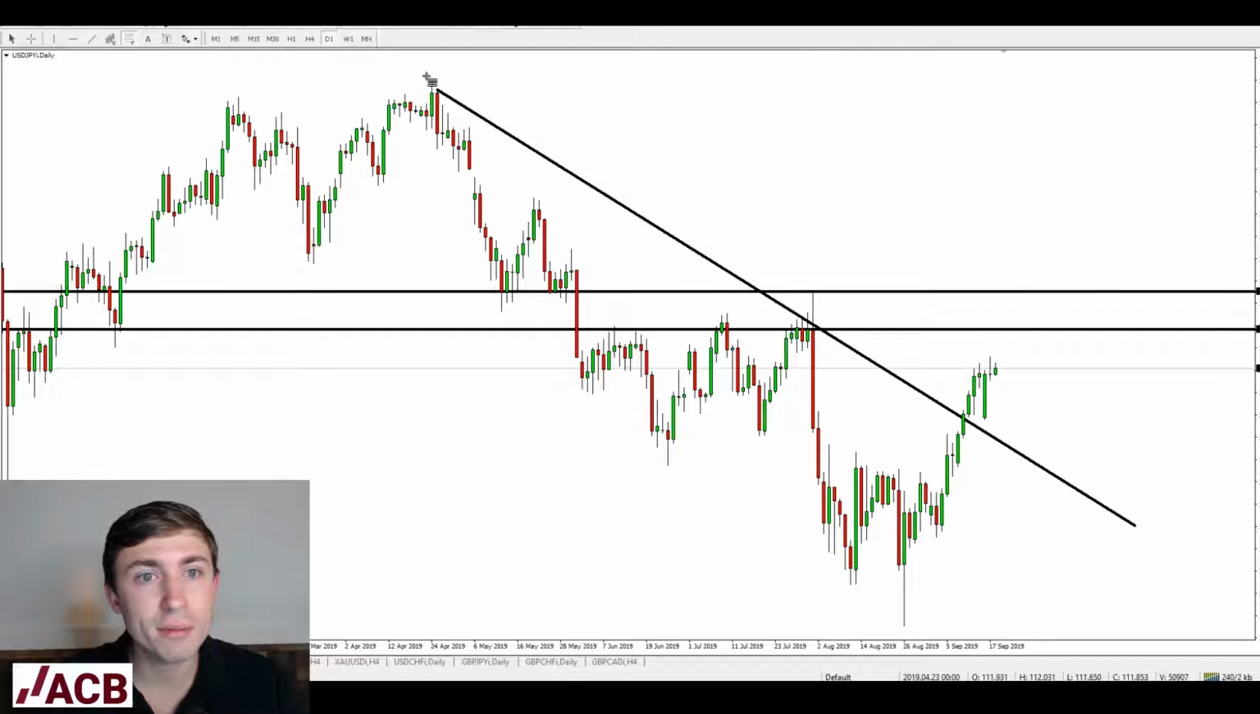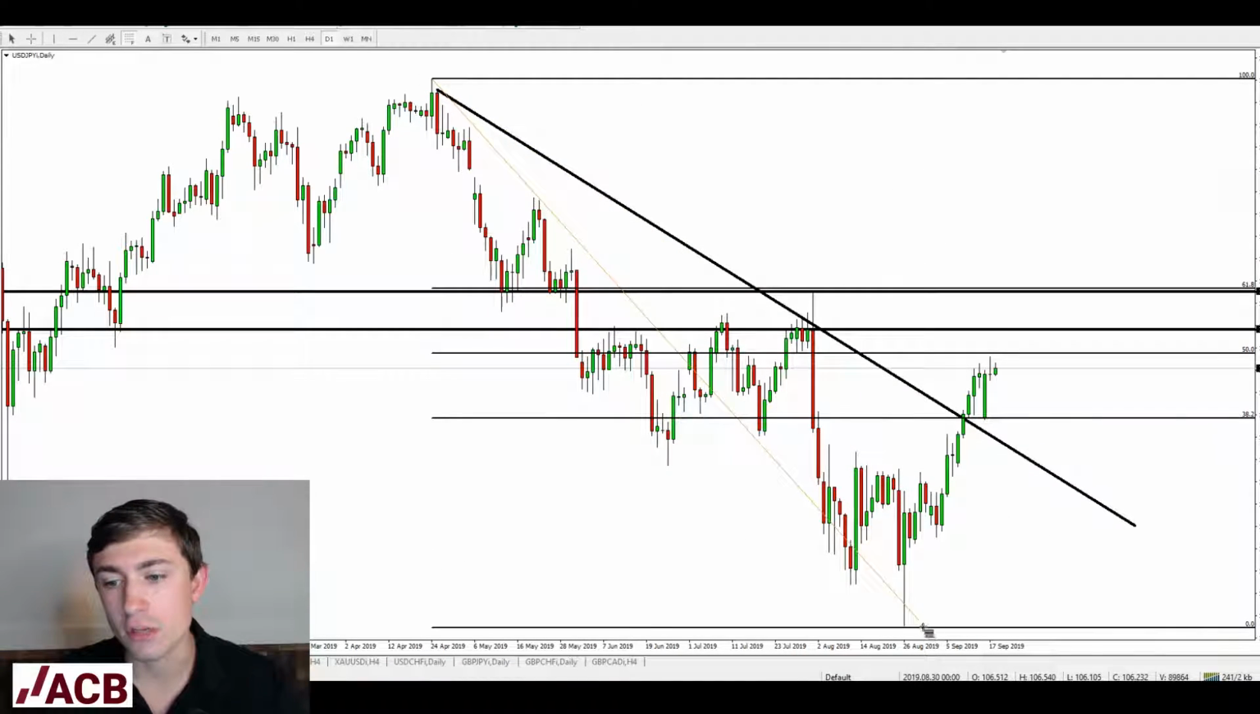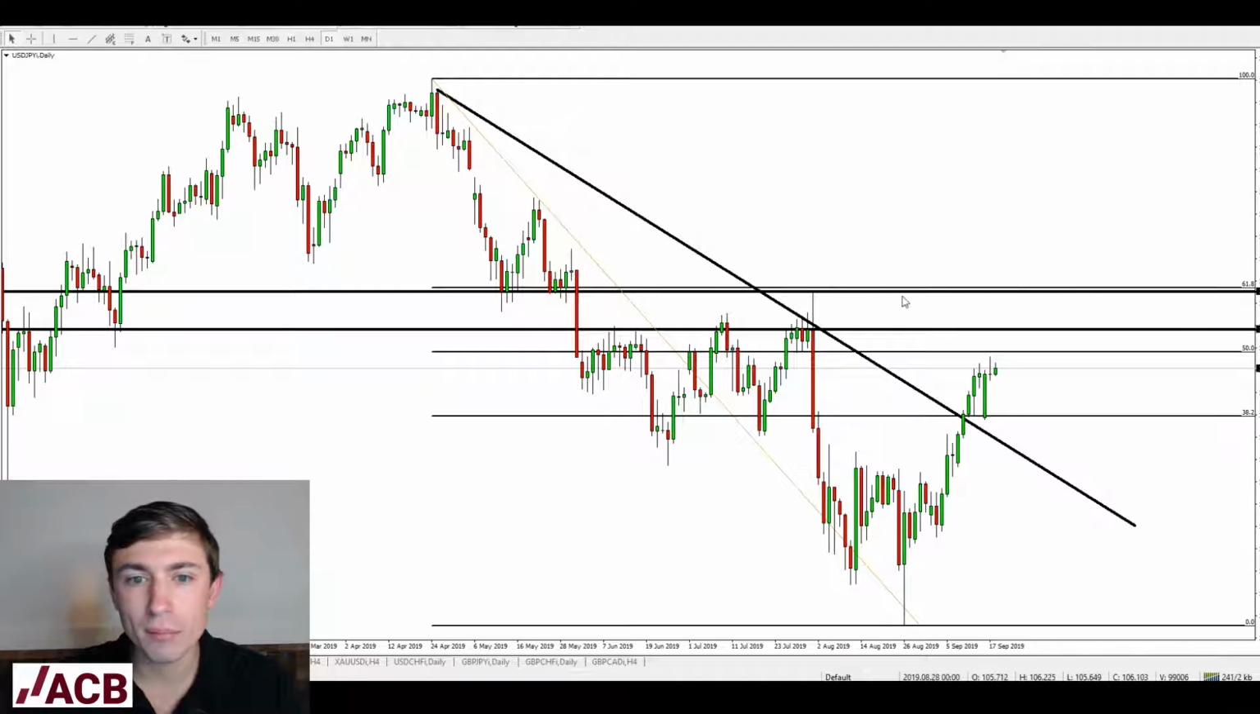In fact, if we draw a Fibonacci retracement, let's see what we get here on USD JPY. You can see right around 61.8, right above that level, looks really clean as a potential level for sellers to be waiting at.